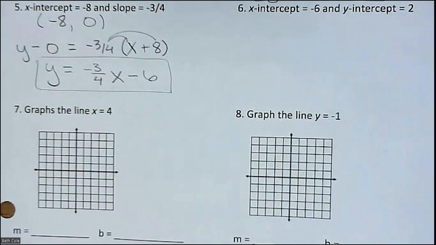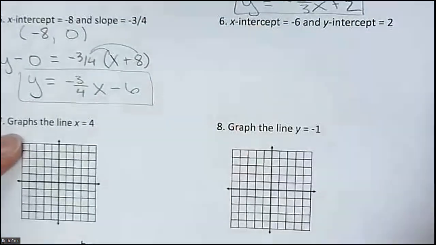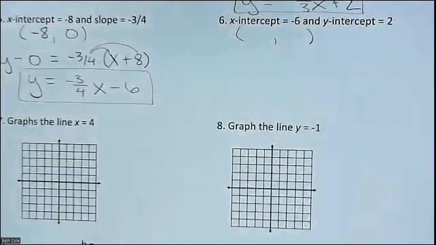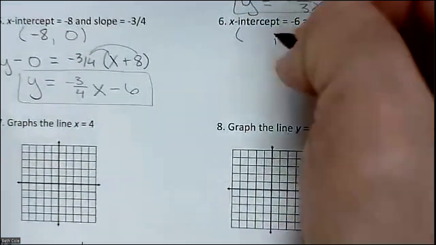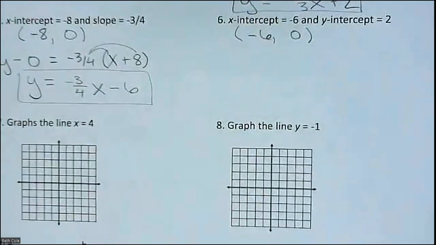Cool. One more of these. And then we're going to change it to the horizontal and vertical ones. All right, x-intercept of -6. How would you write that as a point? Something, comma, something else. Good. -6, 0.